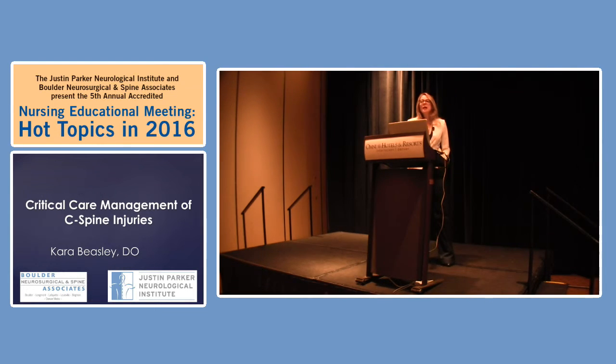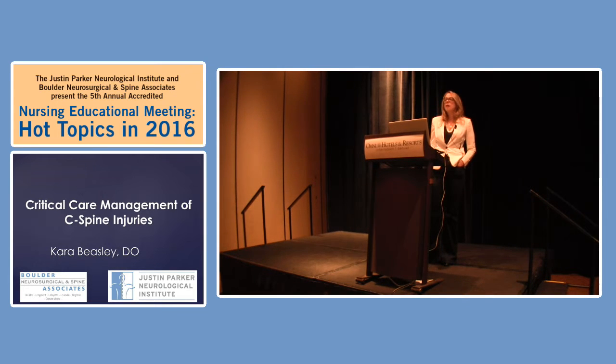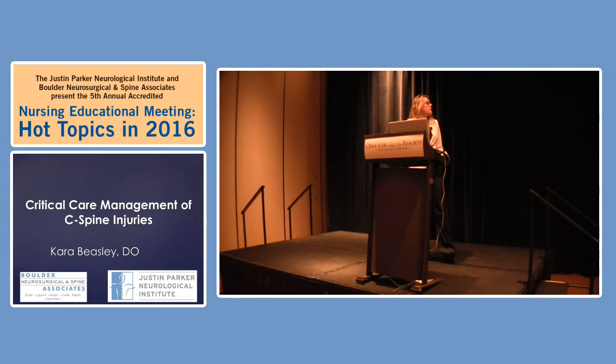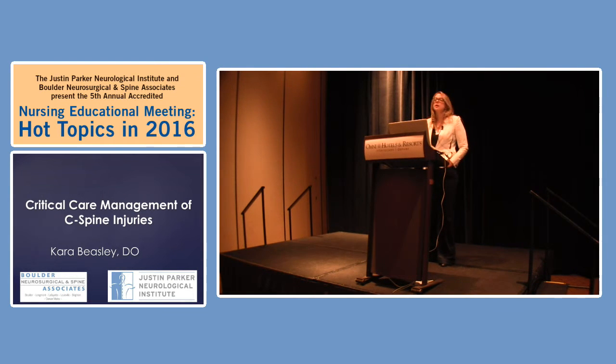And so in the unconscious and intubated patient, what do we do? We talked about that. You can't clear them. They have distracting injuries. They can't tell you if they have pain. You can't oftentimes check all of the neuro exam. So the standard is that they get a CT scan, occiput to C3, and then we use MRI, which is extremely sensitive at detecting soft tissue injuries, but does have a high false positive rate.